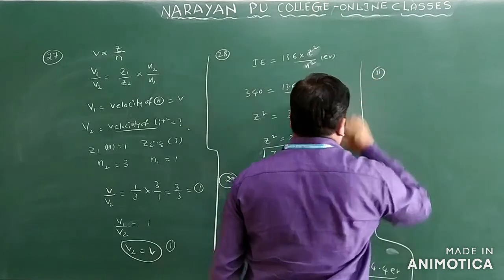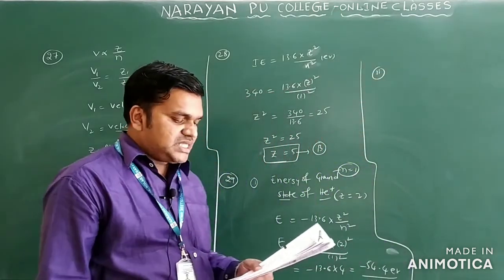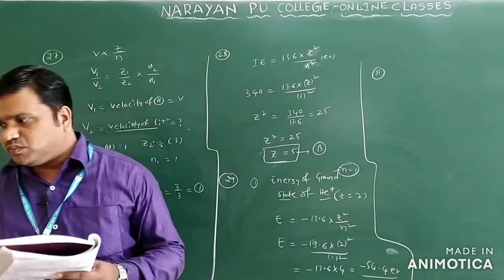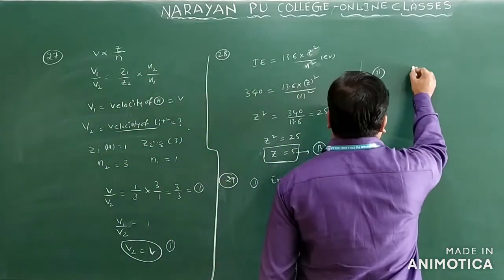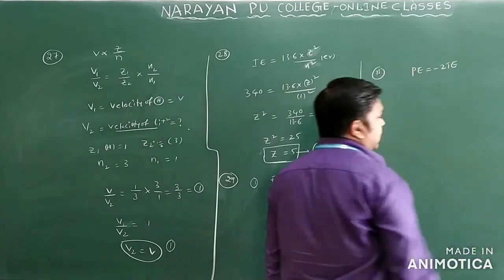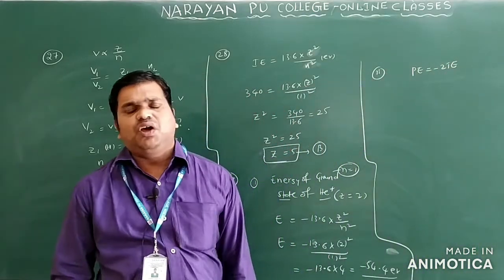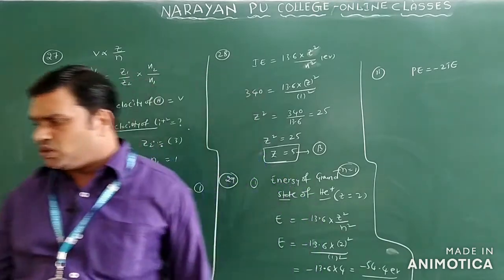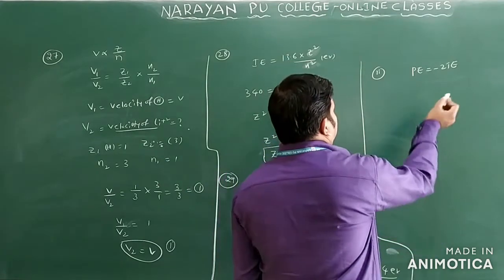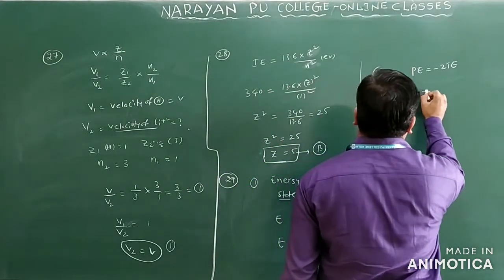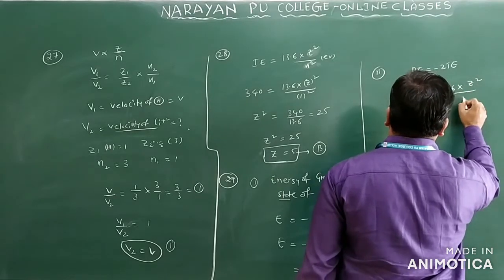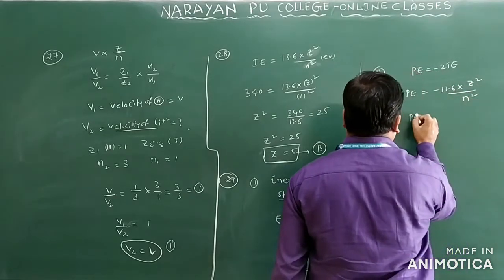See the second option here. The second option is given by potential energy of the first orbit of hydrogen atom. So now you know here potential energy is equal to minus 2 into total energy. This is the relation between potential energy versus total energy. Okay, so we can use the same formula here. Potential energy is the same, you can write here 13.6 into Z square by N square.